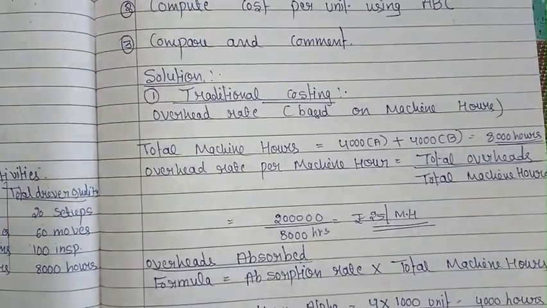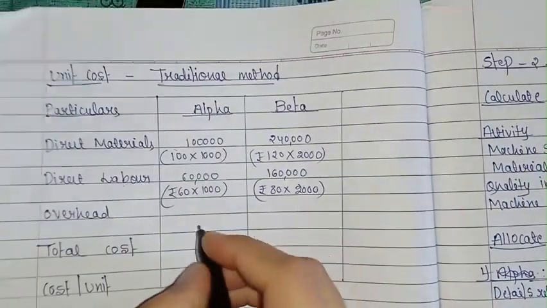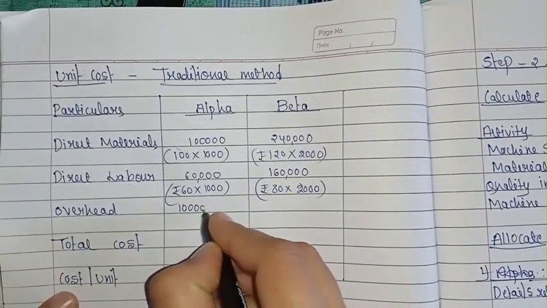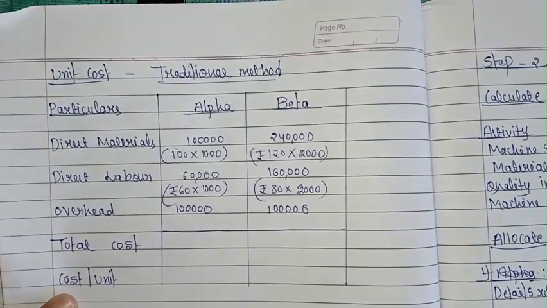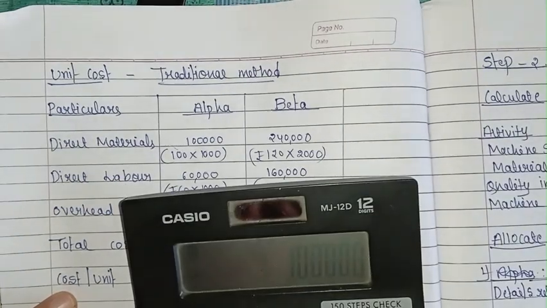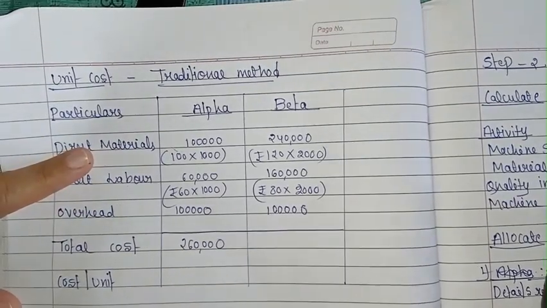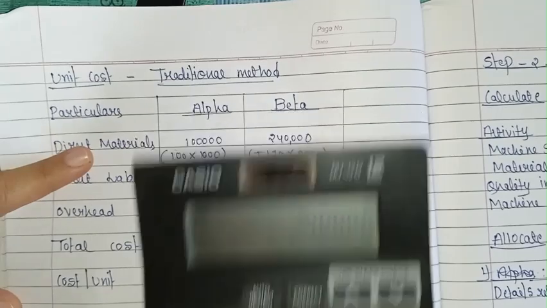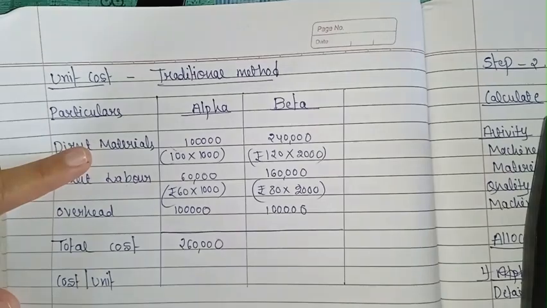Just now we have calculated, right? See here, overheads absorbed for alpha 1 lakh, for beta 1 lakh. So write down 1 lakh, 1 lakh. Now total cost, how much? 1 lakh plus 60,000 plus 1 lakh equals rupees 2 lakh 60,000. Now 2 lakh 40,000 plus 1 lakh 60,000 plus 1 lakh equals rupees 5 lakh.